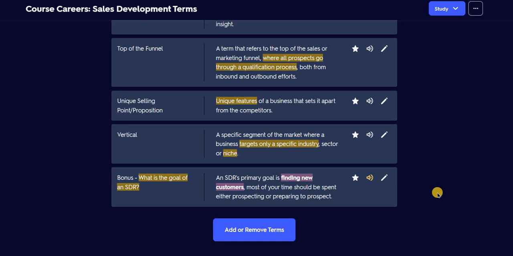Bonus, what is the goal of an SDR? An SDR's primary goal is finding new customers. Most of your time should be spent either prospecting or preparing to prospect.